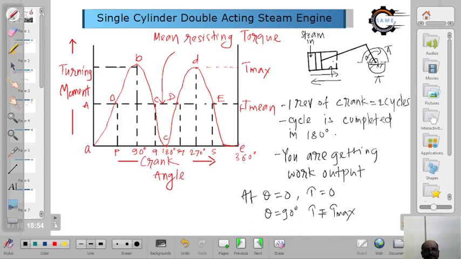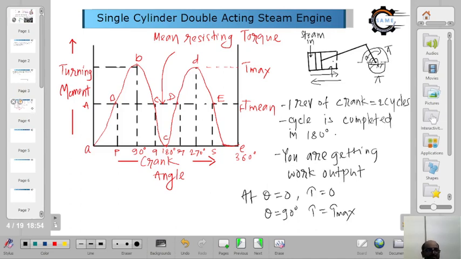Why are we studying this turning moment diagram? Let me go to the next slide and I will explain. The reason behind the study of this turning moment diagram is pretty clear, right? Because the ultimate aim in studying the turning moment diagram is to find out the energy, right?